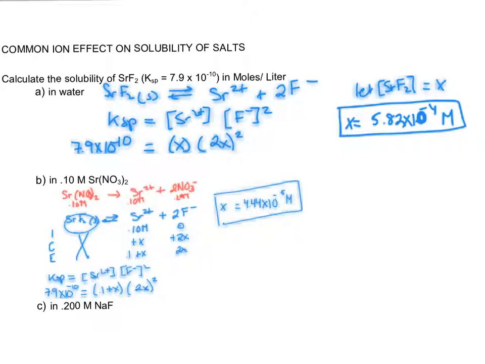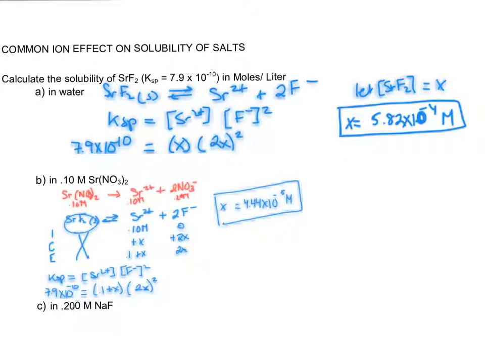So now, let's look at what happens if I dissolve my SrF2 into a solution that's 0.2 molar of NaF. Well, there's F minus there, so that's going to be a common ion. And so I'd expect it to be lower than my solubility in pure water. But would I expect it to be lower than this? Or between those two numbers?